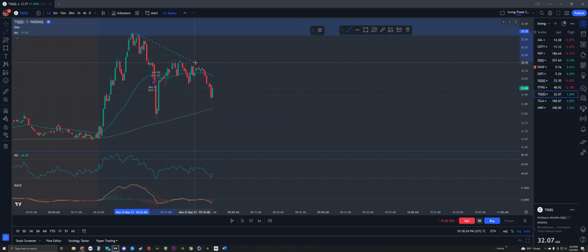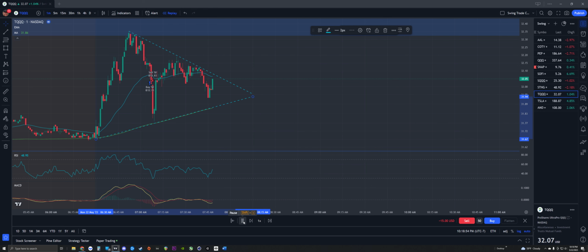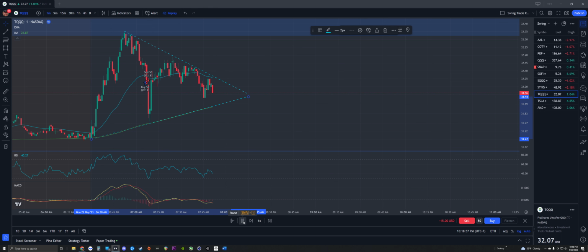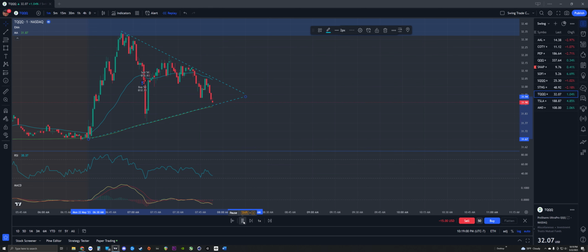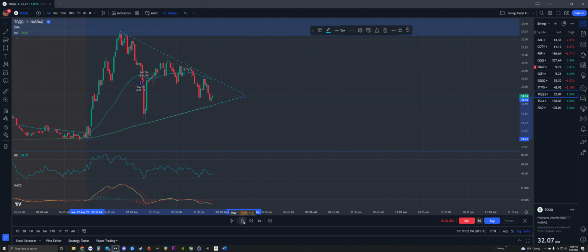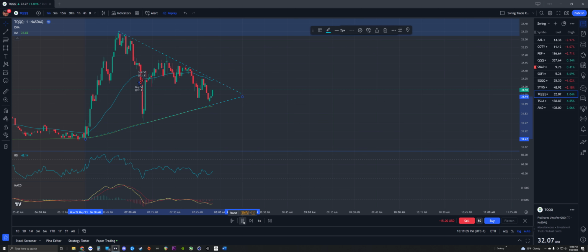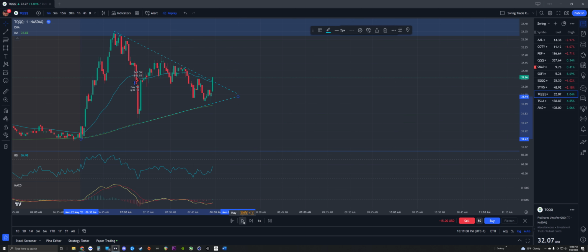I still don't know exactly what to do with wedges and triangles. I know that typically once they reach, they kind of converge. Once they converge, they're going to break out in either direction, right? I know there are different rules for, like, if it has a parallel top or a parallel bottom, if it's pointed down or pointed up or whatever, but there are just way too many variations of them. So it looks like we're going to break to the upside, but I'm not going to take that. I'm just going to be a little bit disciplined here.